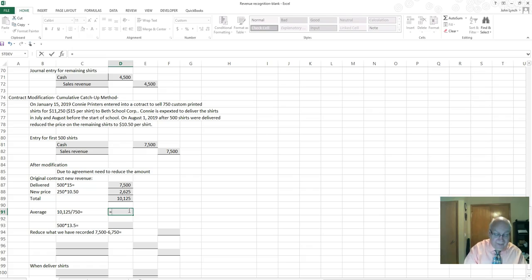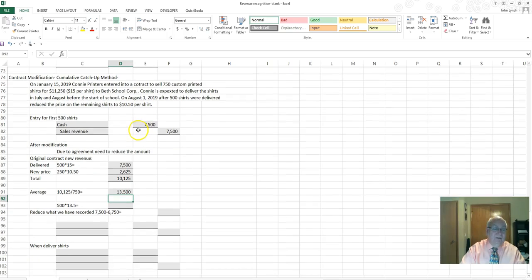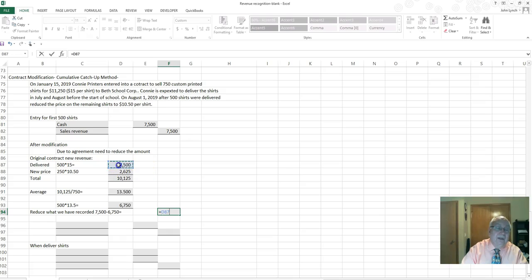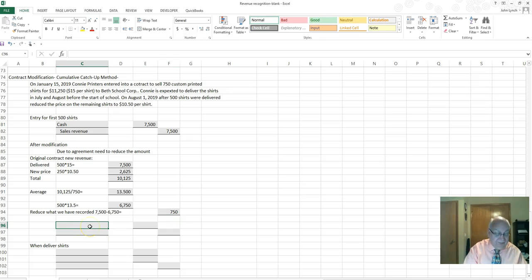So to get the new price on the 750, we have equal 10,125 divided by 750. Notice we did not order new shirts. We just reduced the price on the remaining 250 shirts. So what we should have recorded is $13.50, and we'll put an equal sign in front of there so it multiplies, or $6,750. We recognized 7,500. So what we want here is the difference. So we have 7,500 minus the 6,750, or $750.